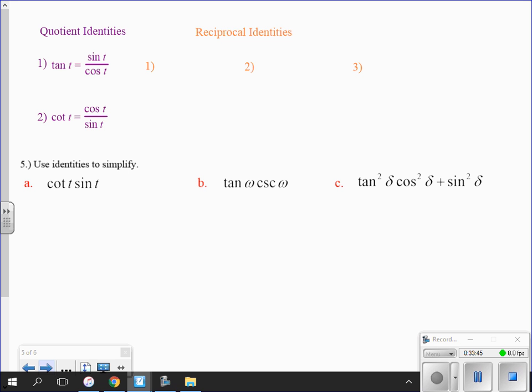Okay. Reciprocal identities. Cosecant, and CSC is cosecant. Can an elephant drive a Cadillac? Cosecant.